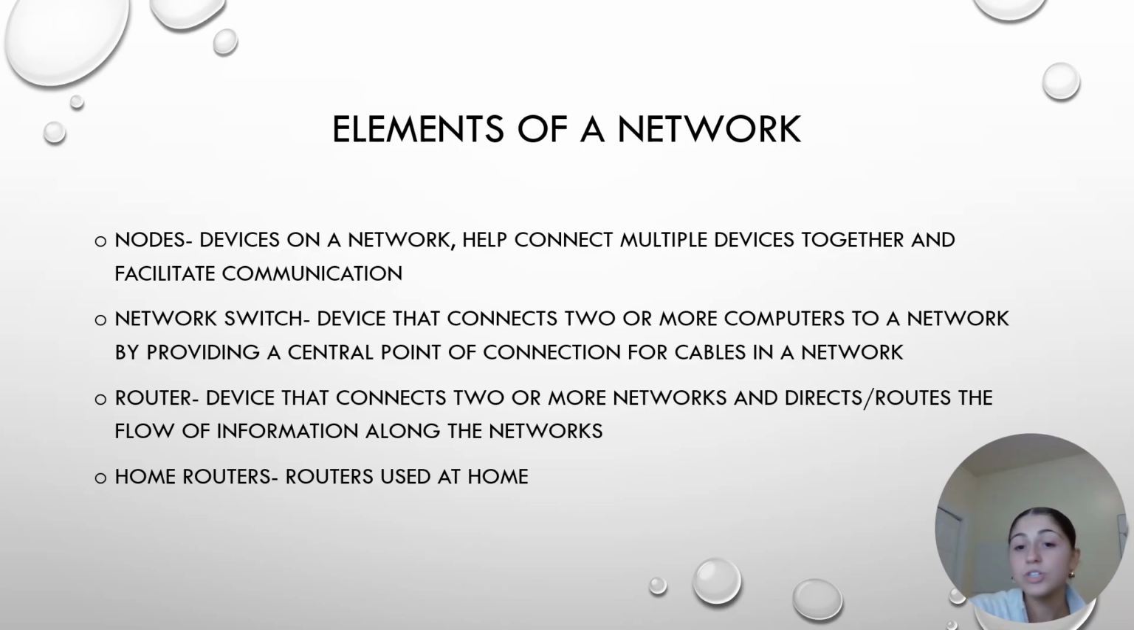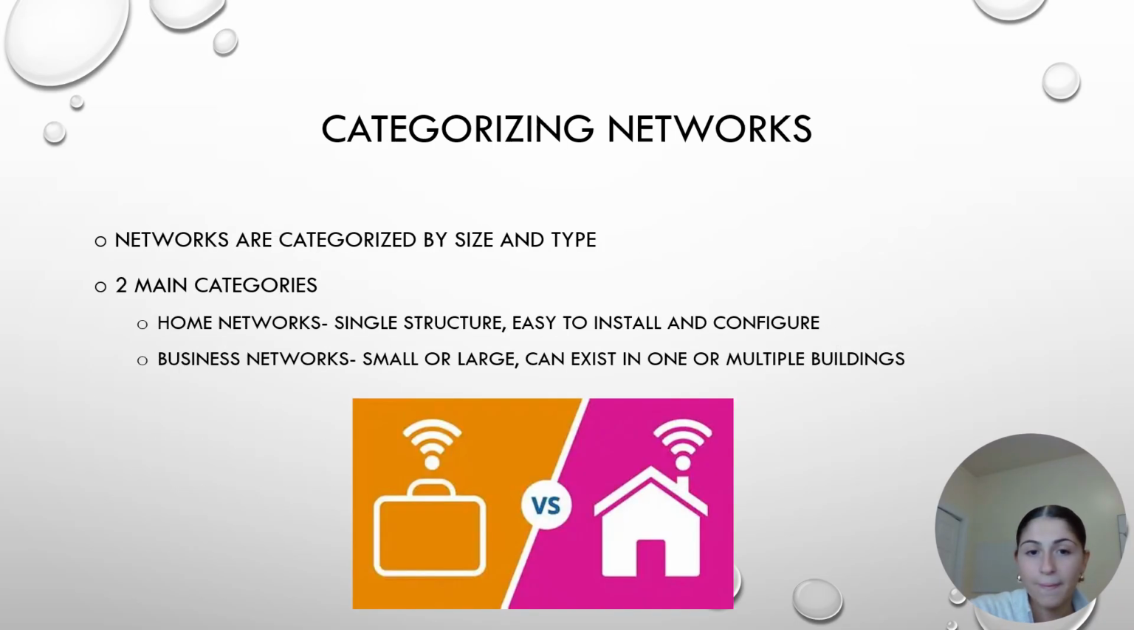And we have home routers, which are just routers at home. Moving on to how to categorize networks. They're categorized by size and type, with two big main categories: home networks and business networks. Home networks are single structure and easy to install and configure. Business networks can be small or large and can exist in one or multiple buildings.